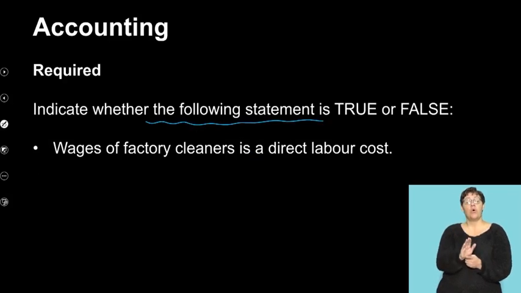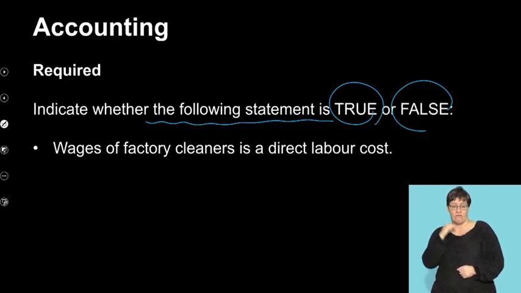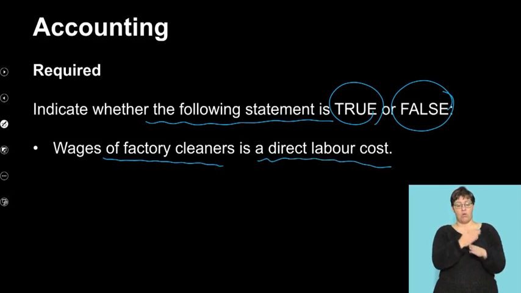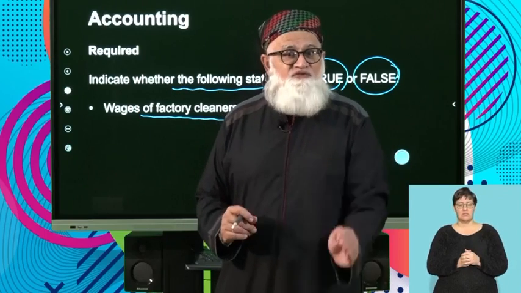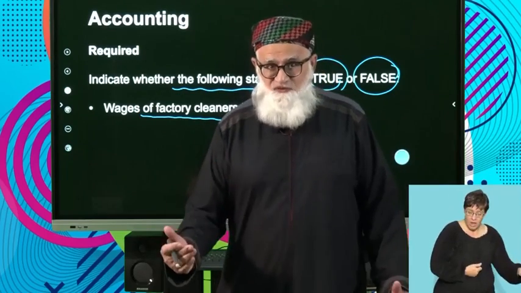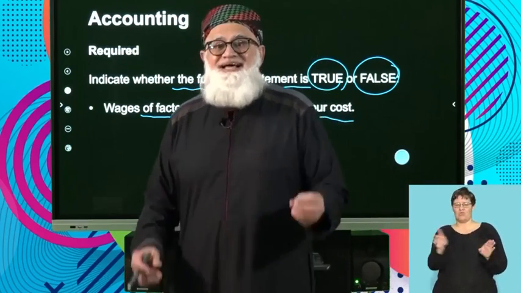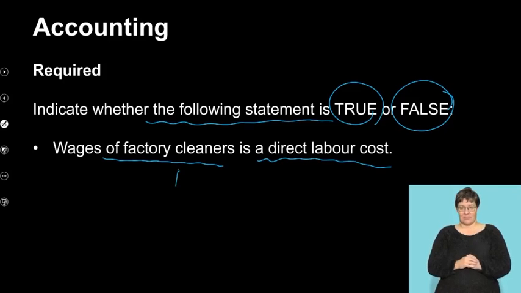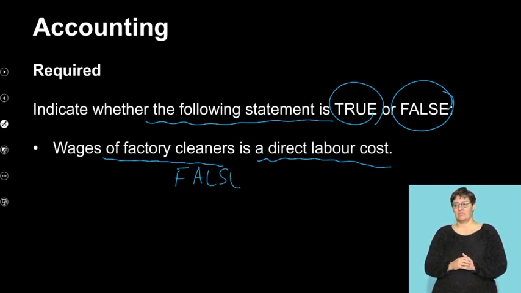Indicate whether the following statements are true or false. The wages of the factory cleaners is a direct labor cost. Think about it. Wages of whom? The factory cleaners. That means they're not directly involved in the manufacturing process. Therefore, you can clearly see this is not a direct labor cost. So the statement is false. If you have to correct this statement, what will you say? You'll say wages of the factory cleaners is part of factory overheads.